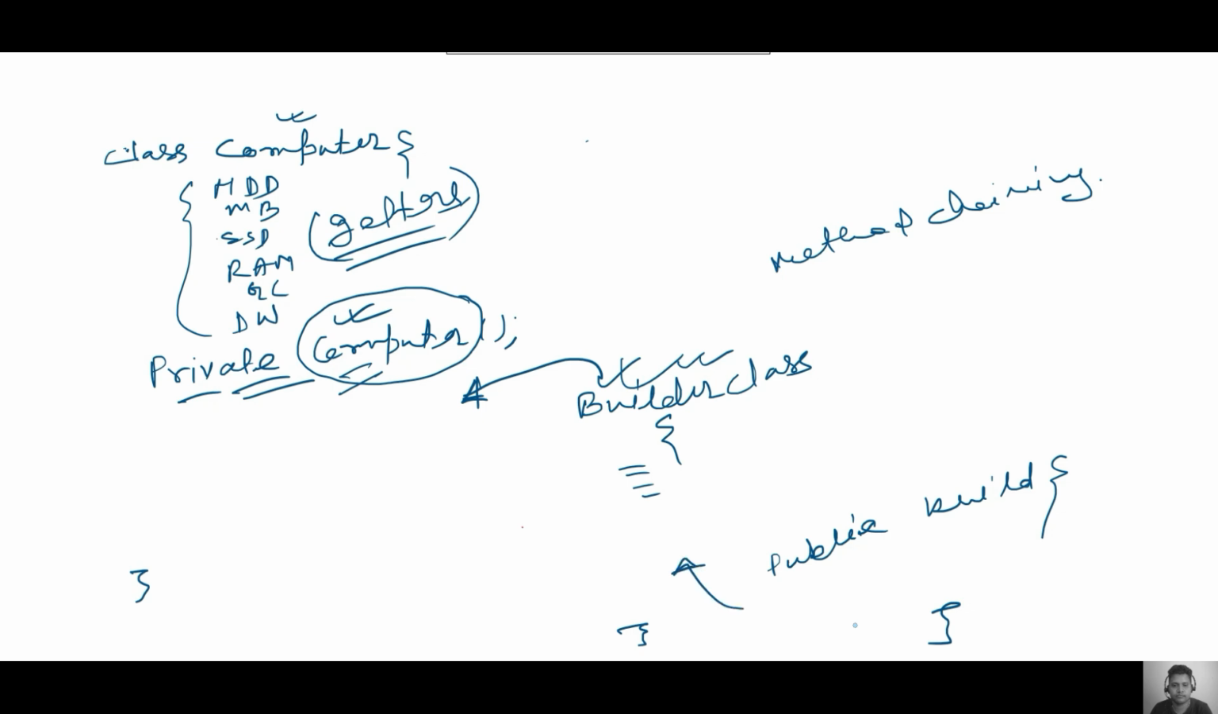So finally, you can see we can set all the values of the variables in this builder class, and finally we can call this build method. The build method will create the object of the computer class and return it to the client code. Now let me show you in the code so that you can understand clearly.